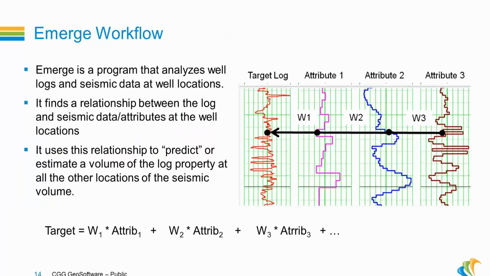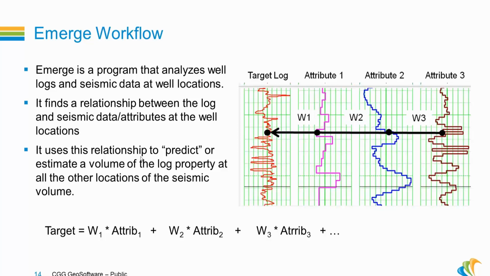But how is the Emerge workflow done? The attributes are used to estimate the target log. So we need to have the target log at the well location, and Emerge establishes a weighted method, arithmetic weighting, and applies these weights to each attribute, adds them together and calculates a regression based on different attributes. So this relation is found between the log and the seismic data attributes at the well locations.